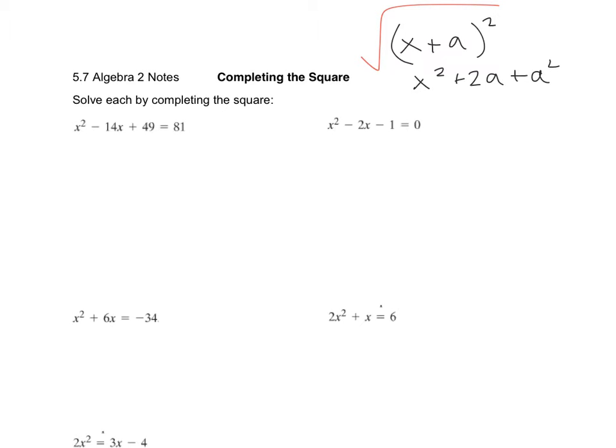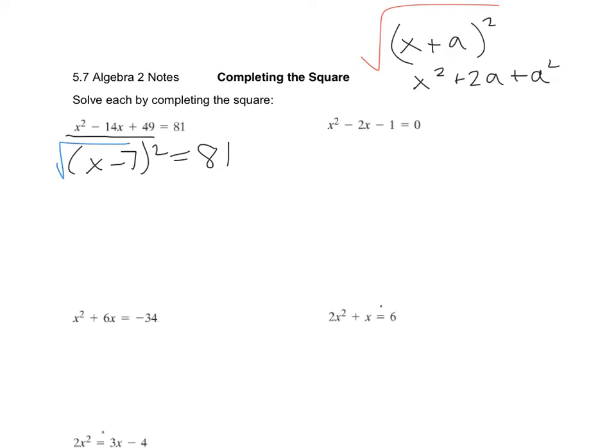So what I'm going to do is look at what I have and see that right now, I can factor this because it is a perfect square trinomial. This factors into x minus 7 squared, because it's x minus 7 times x minus 7, and I can write it as x minus 7 squared. So x minus 7 squared equals 81. And now I turned it into the square root way of solving.